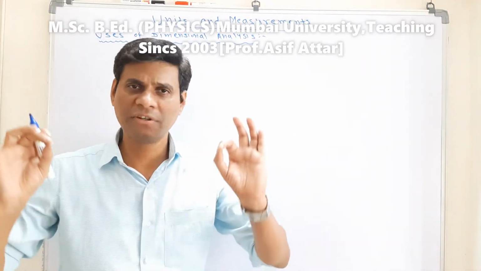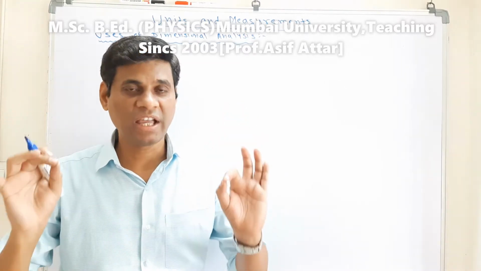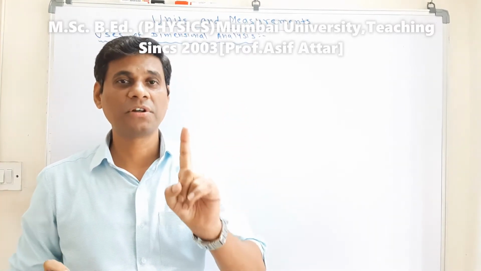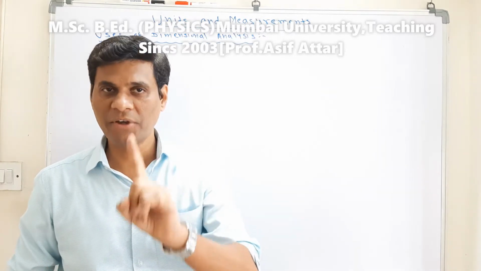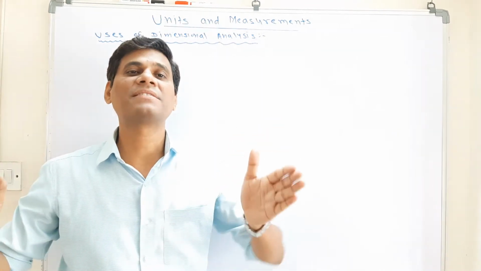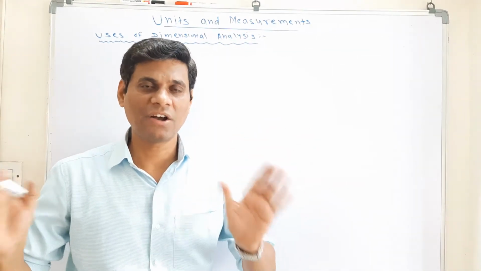Any physical equation will be given to you and you have to check whether the given equation is correct or not. I repeat, the first use is to check the correctness of an equation. And how to do this? Find the dimension of all terms. If the dimensions of all terms are the same, the equation is dimensionally correct, or else wrong.